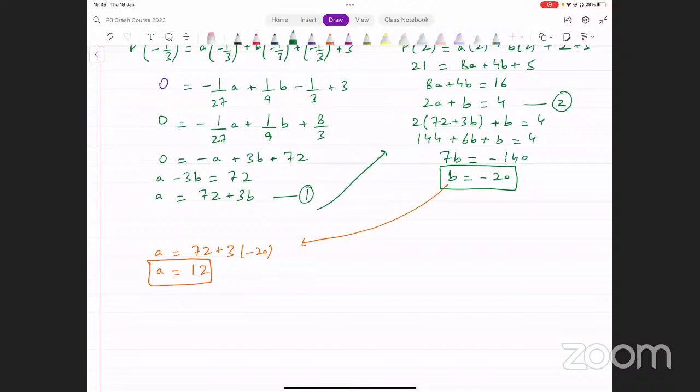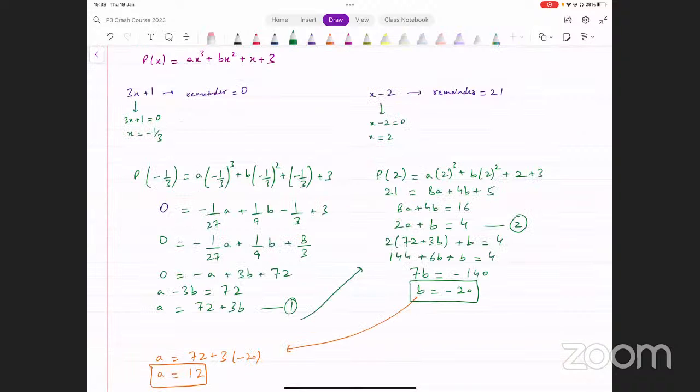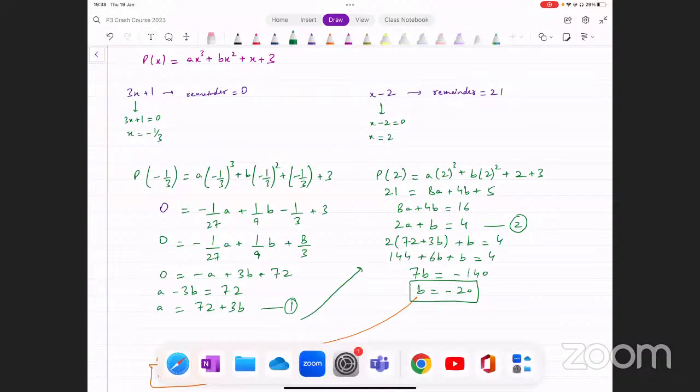Make sense? Any questions? Any questions, anyone? Sir. No?